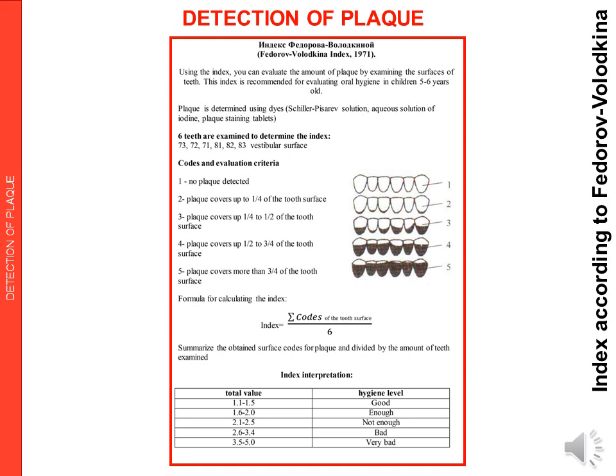Then we summarize the codes of the teeth and divide it by 6. 6 is the number of all examined teeth. And then we interpret the index. Oral hygiene in this index can be good, enough, not enough, bad, and very bad.